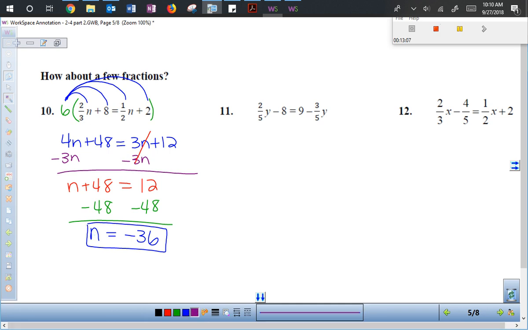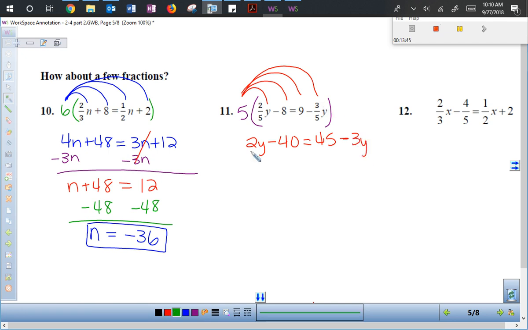So on number 11, I have 2/5 y minus 8 equals 9 minus 3/5 y. In this whole equation, I have 2 fractions, but if you'll notice, they have the same denominator. So that means I only have to multiply my equation by 5. So as I'm distributing this 5 times 2/5 y, 5 goes into 5 one time. 1 times 2 is 2, so I'm left with 2y, minus 5 times 8 is 40, equals 5 times 9, which is 45, minus 5 times 3/5 y. So 5 goes into 5 one time, times 3 is 3y.